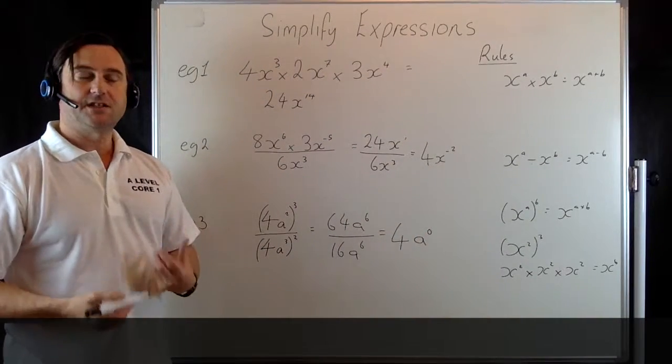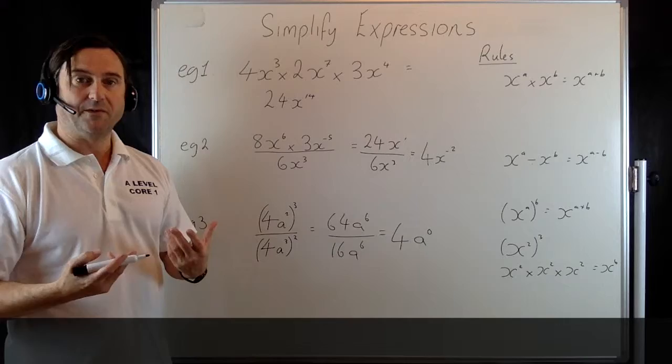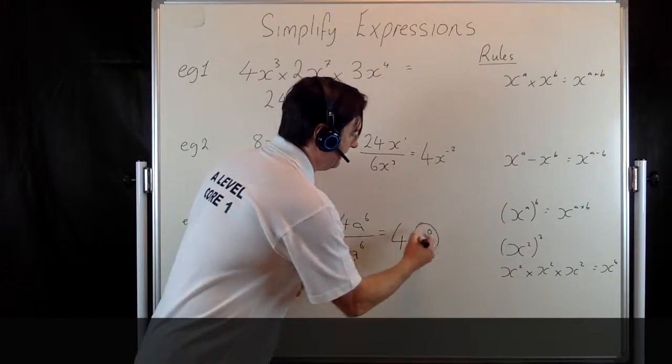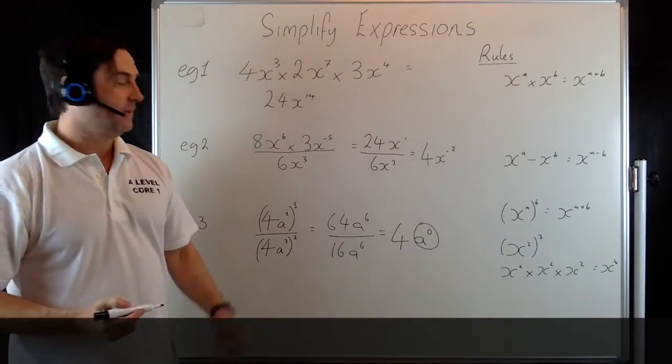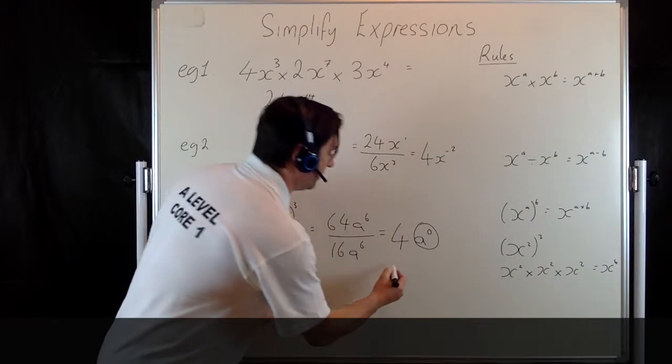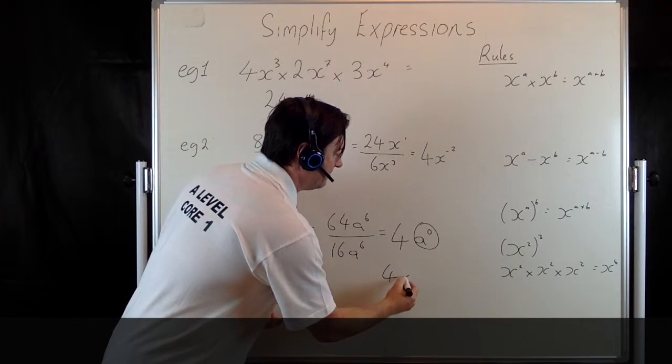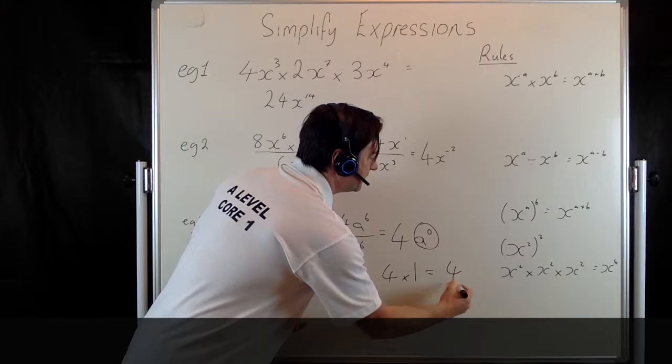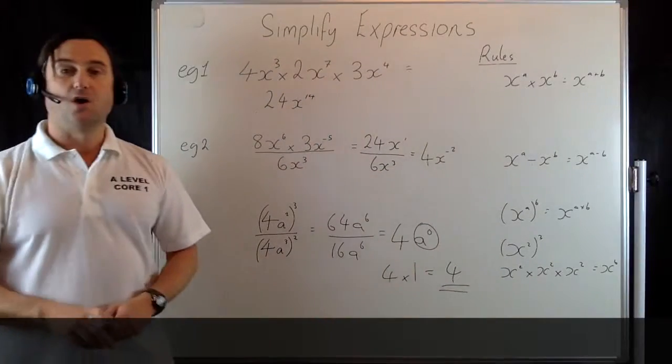Now anything raised to the power of 0 is 1. So this bit here is really just 1. So then if we finish this off, we're going to have 4 times 1, which gives us our final answer of 4.